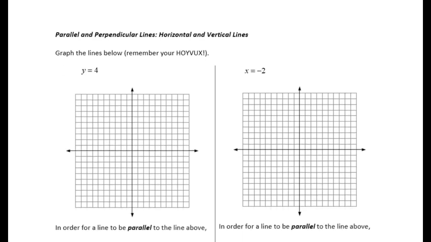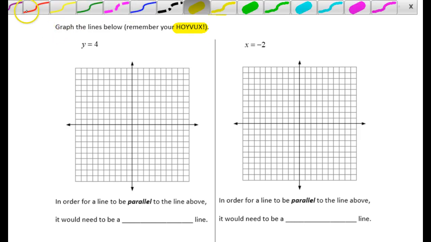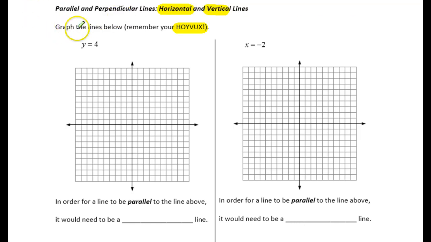Alright, now going through the unusual lines. Still talking about parallel and perpendicular, but now we're going to be talking about them with horizontal and vertical lines. So here you're going to remember your HOY-VUX from last chapter. If you still remember your HOY-VUX, this is going to be really easy. You don't even have to really do much work as long as you know the shortcuts. Okay? So it says graph the lines below.